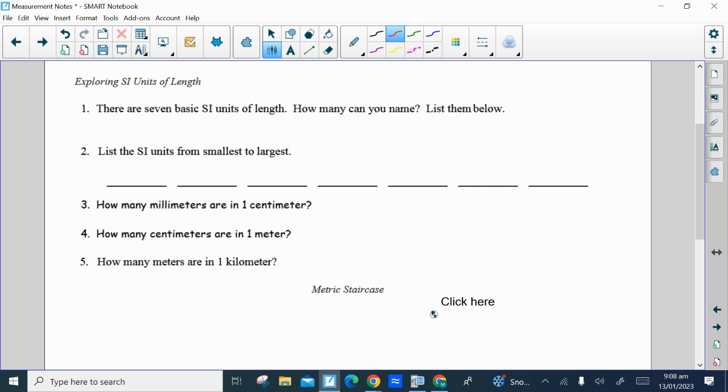So, like we did before, there are some units that we can list. The smallest one is the millimeter, and then the centimeter, then the decimeter, followed by the meter, then the decameter.